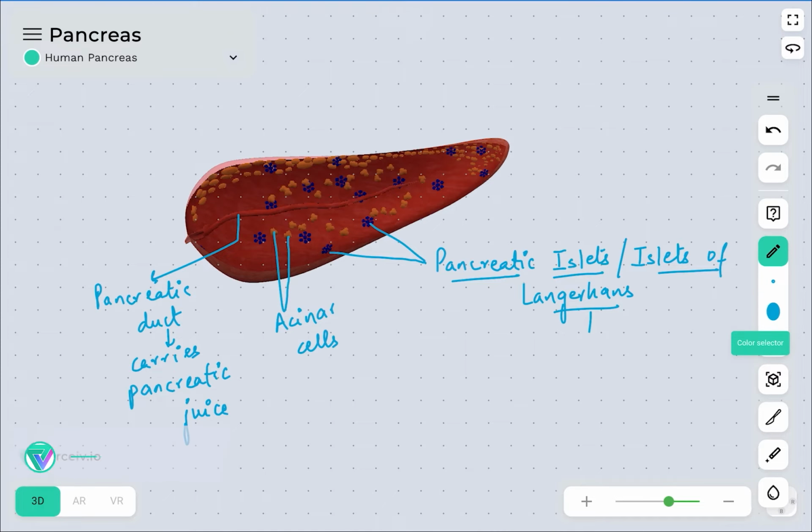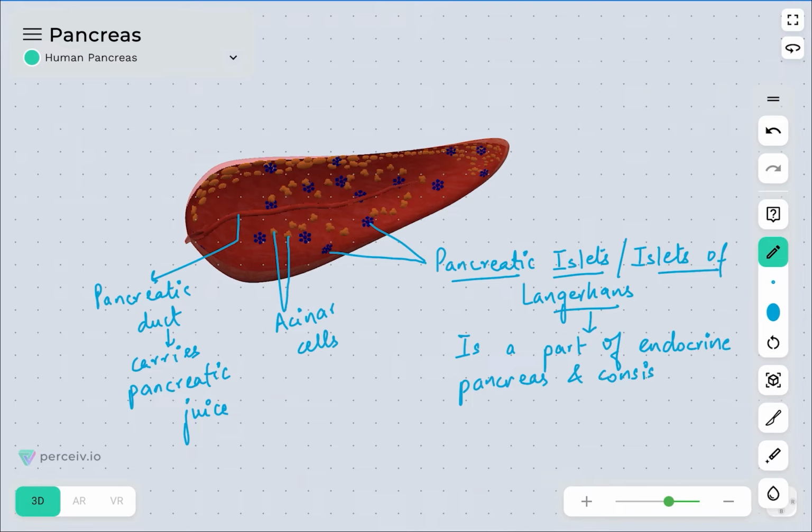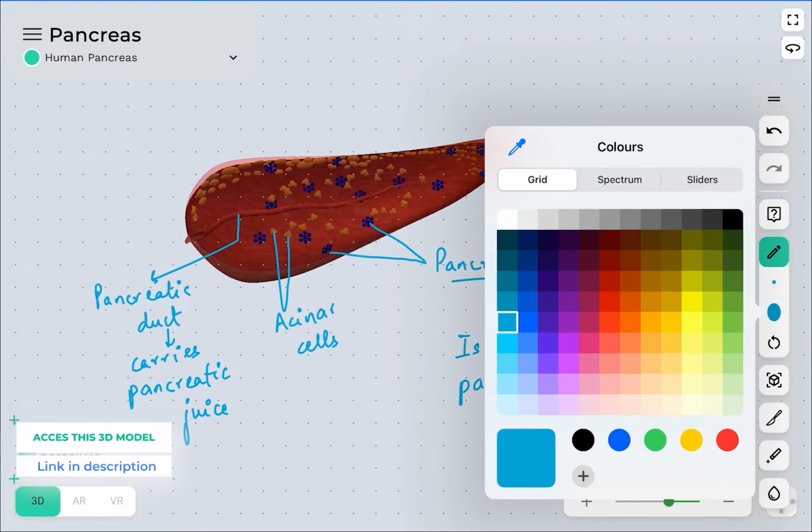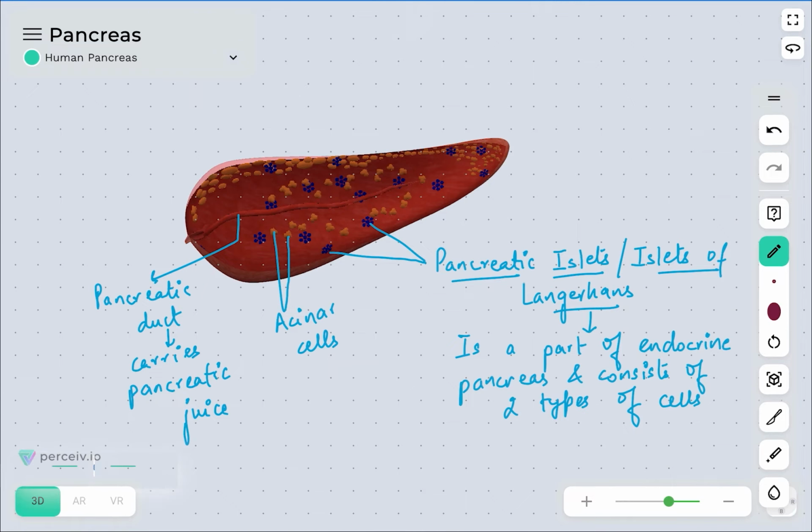So these islets of Langerhans are a part of the endocrine pancreas, you can say, and consist of two types of cells. Now, what are those two types of cells? Those two types of cells are the alpha cells and the beta cells. And each of these cells is specialized to release a specific hormone. So we will deal with all these things in detail now about the endocrine part.